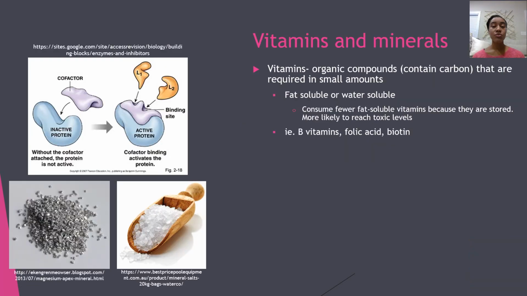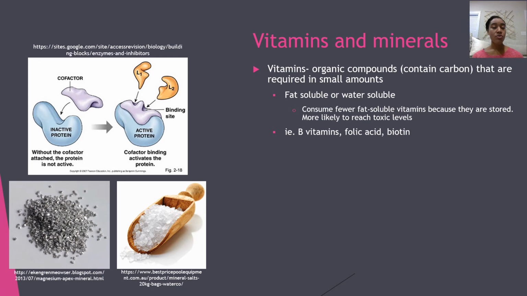The last two nutrients that we require are vitamins and minerals. Vitamins are organic compounds that are required in very small amounts. And so they're organic because their molecular structure contains carbon. There are two types of vitamins, those that are fat soluble and those that are water soluble.